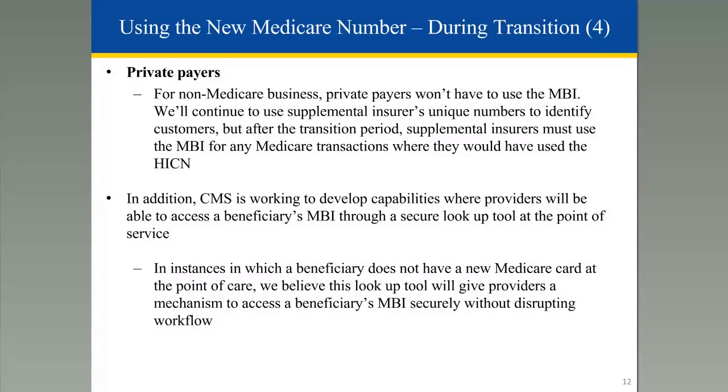Private payers won't have to use this new number initially, but once the transition period is over, like many other folks, they won't be able to use the HICN either. They will have to use the new NBI. Now, we know in today's world that the current Medicare number is a lot easier to use. It's a lot easier to remember, and patients don't always remember to bring their card with them.